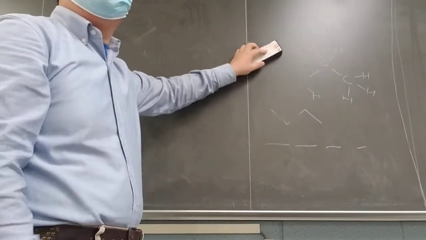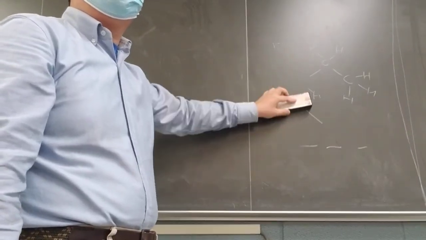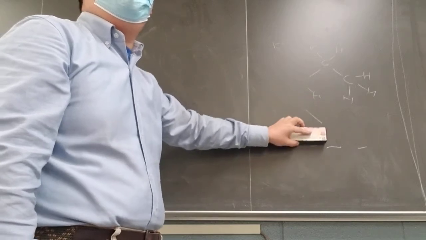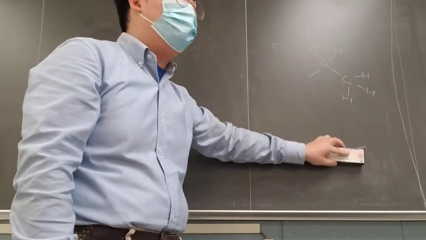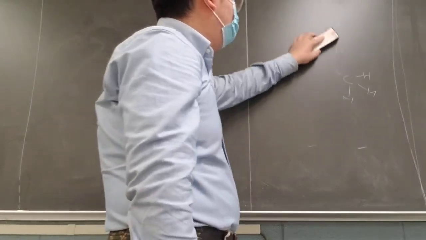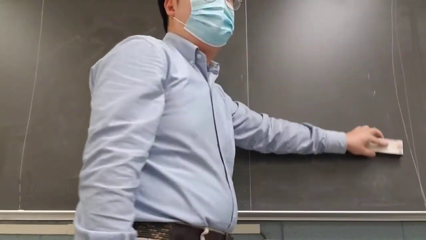Yeah, go ahead. So does that mean that all of the bond angles we'll be looking at are 109.5? Well, if it's a tetrahedral structure, most of the time. But that's a really good question, because I'm about to cover the exceptions. Perfect.